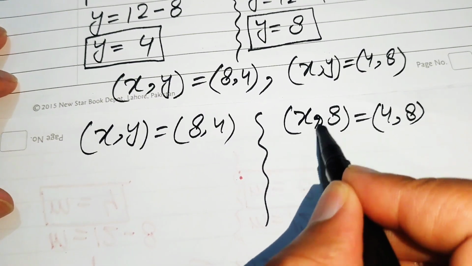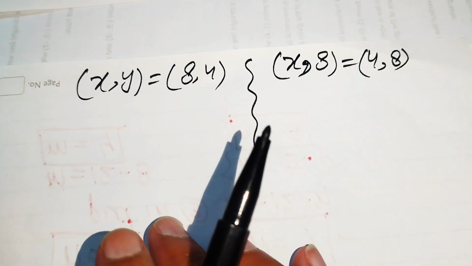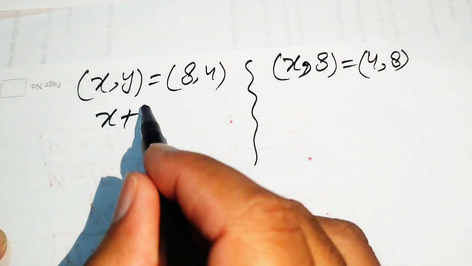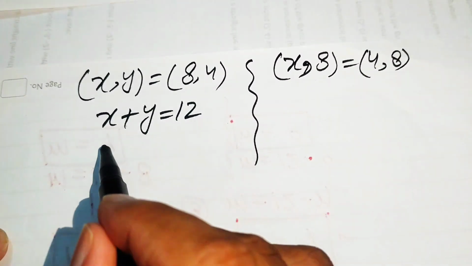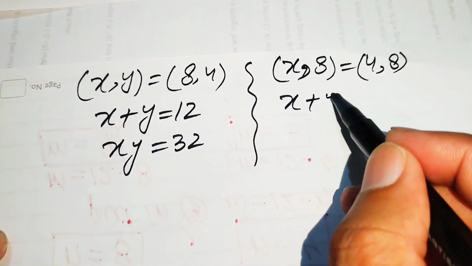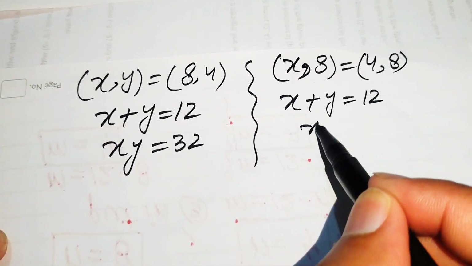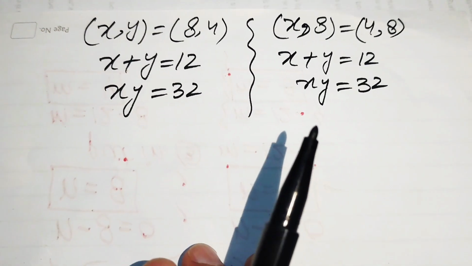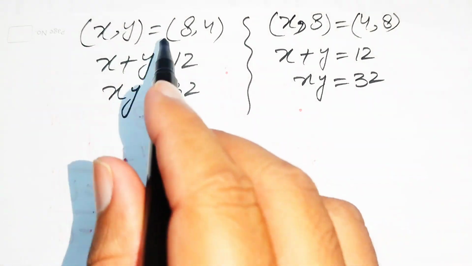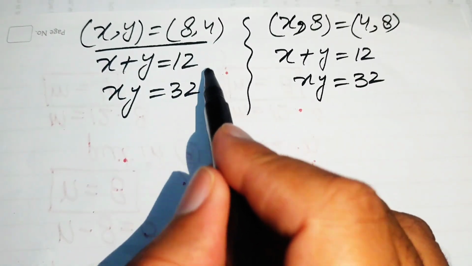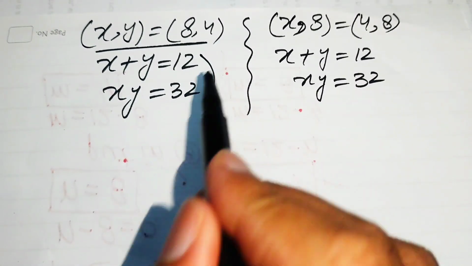So now we verify these two values, and here we just copy down the given question statement. It is x plus y equals 12 and xy equals 32. Similarly, x plus y equals 12 and xy equals 32. So now we verify both of these two solutions. So first we check these two values of x, y. We put these two values in these two equations.